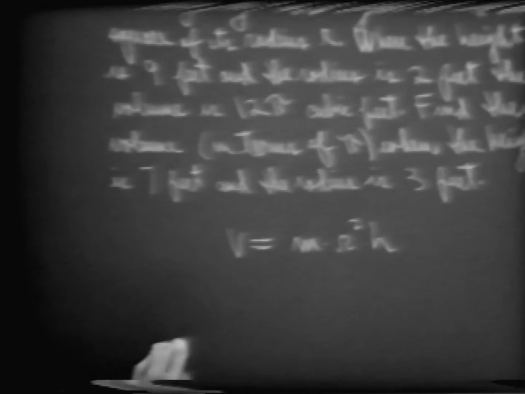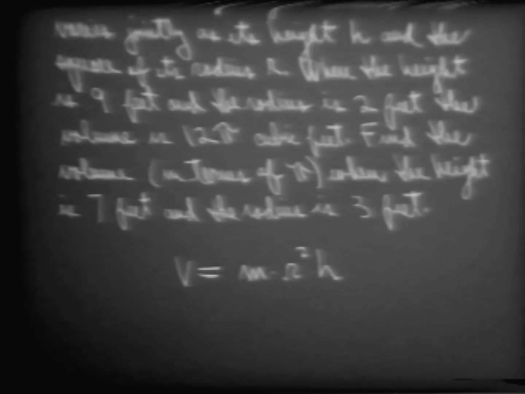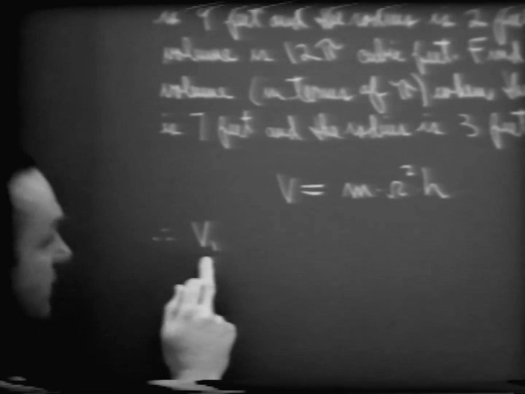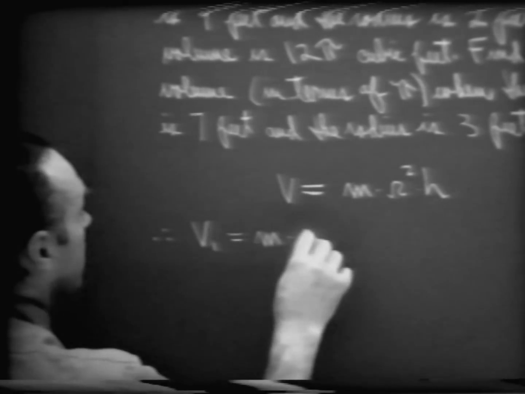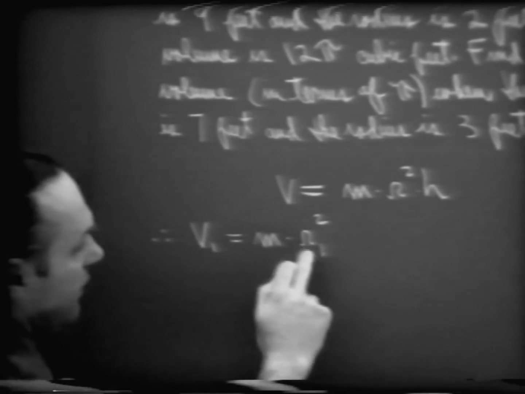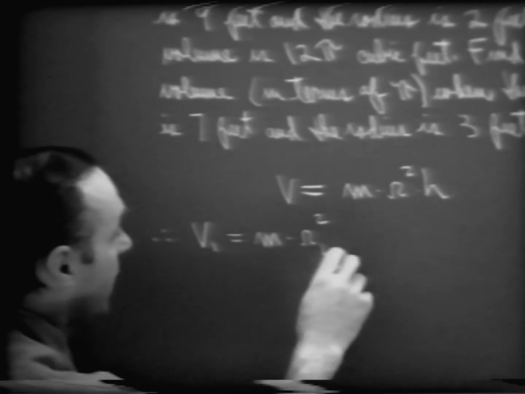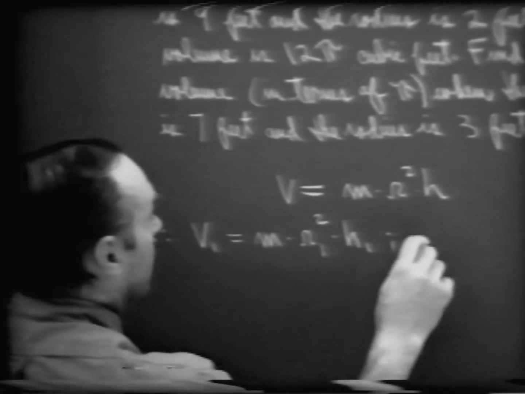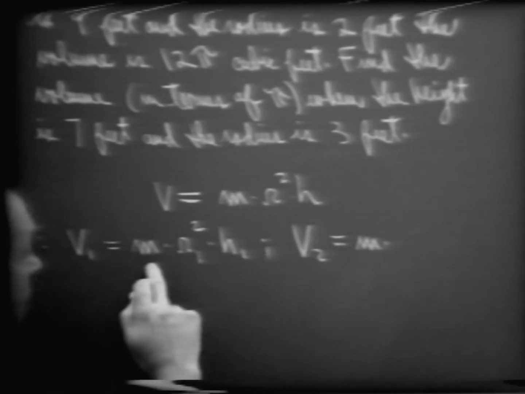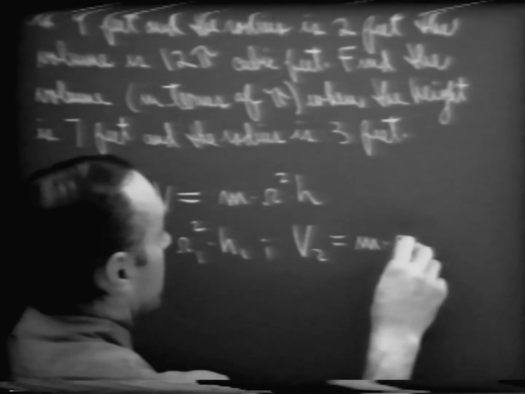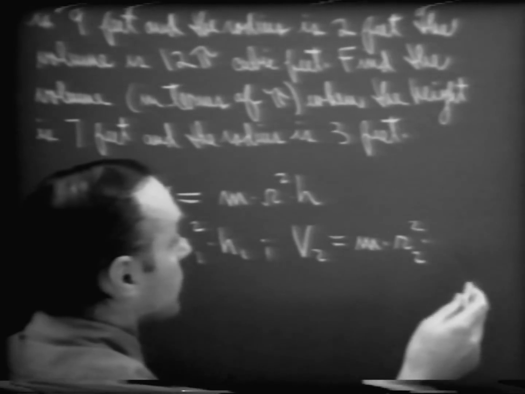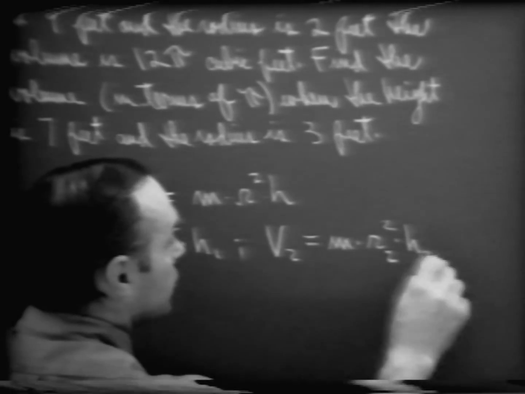Now, just as we use subscript notation in our other lesson, let's do the same thing here. Therefore, for a particular value of the volume, let's call it V sub 1, we have m times a particular value of the radius squared. Now the notation here, you have to be careful of this, r sub 1 is then all squared, times h sub 1. And for another value of the volume, we'll have m times, it's the same constant m of variation, times some other radius, r sub 2, squared, times h sub 2.